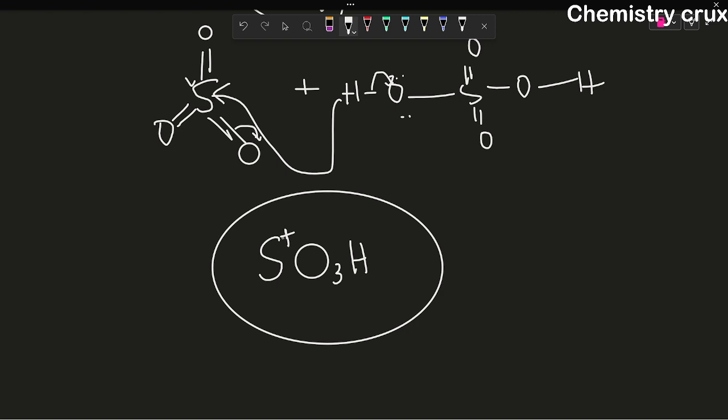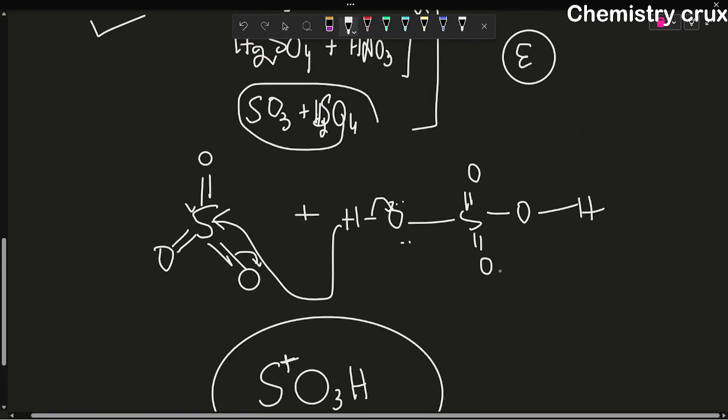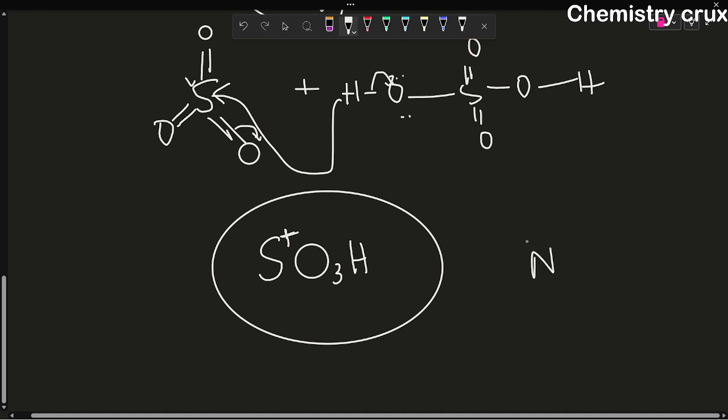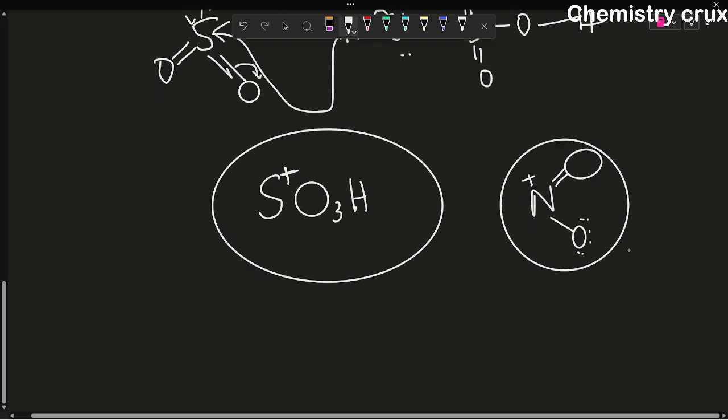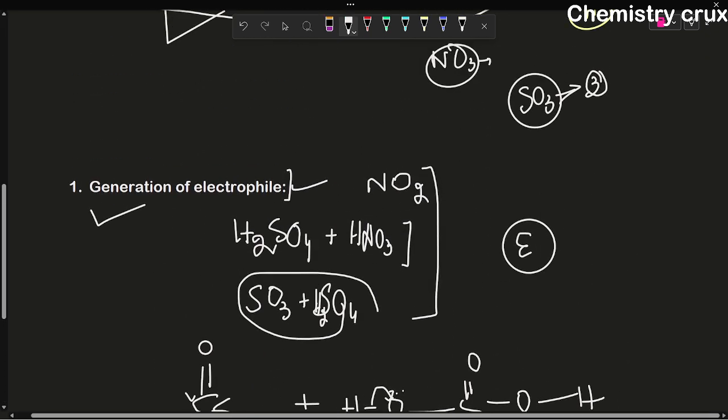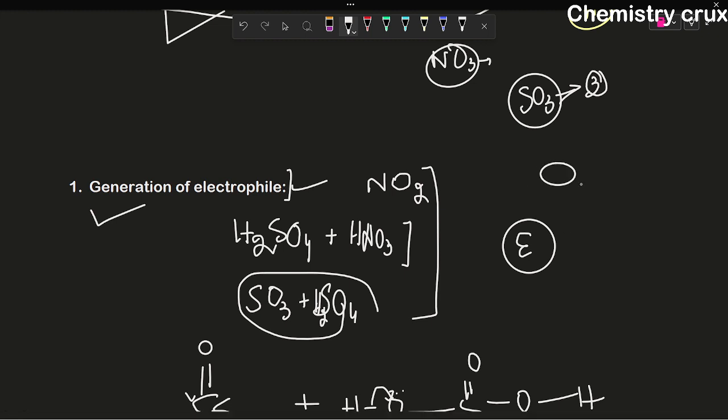In the same way, in nitration, NO2 positive is generated. These electrophiles will be different for different reactions, and you will have to generate them accordingly. Now this is the first step, the generation of electrophile. From a material we get the electrophile, and in addition to that we get some base, which will help in the third step of the reaction.